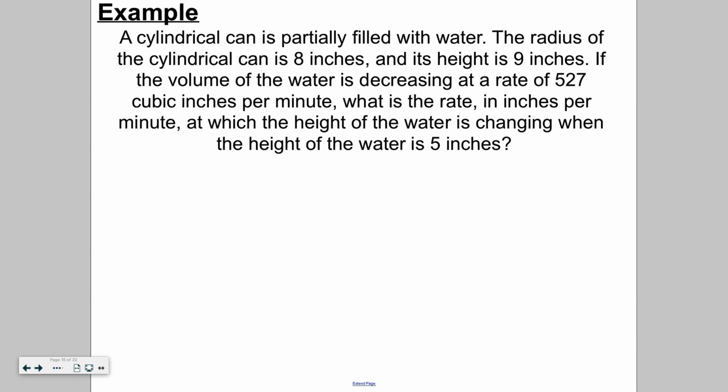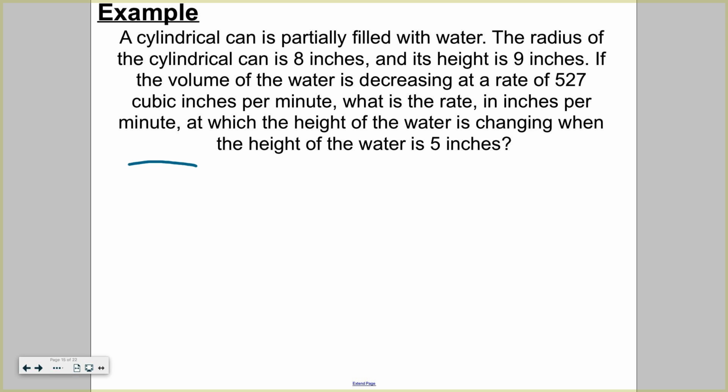Alright, and our last example for volume is a cylindrical can that is partially filled with water. The radius of the cylindrical can is 8 inches and its height is 9 inches. If the volume of the water is decreasing at a rate of 527 cubic inches per minute, what is the rate in inches per minute at which the height of the water is changing when the height of the water is 5 inches? So now this just sounds a little bit more confusing than it is.